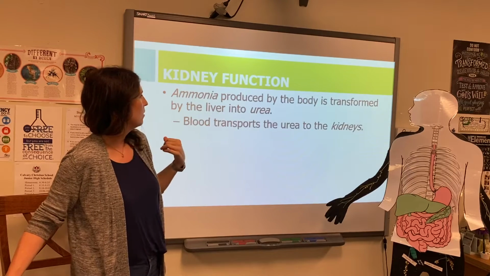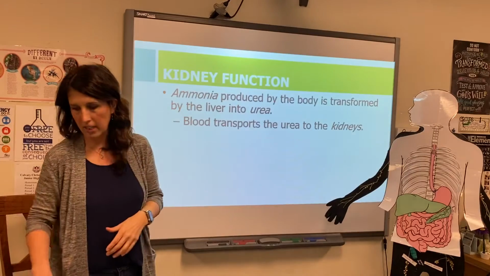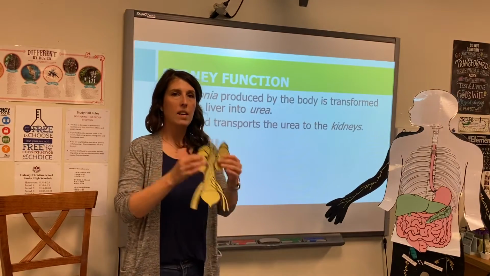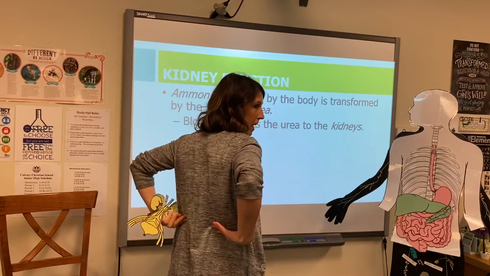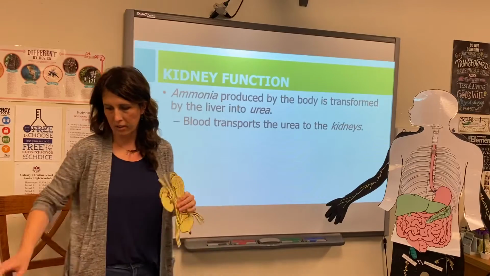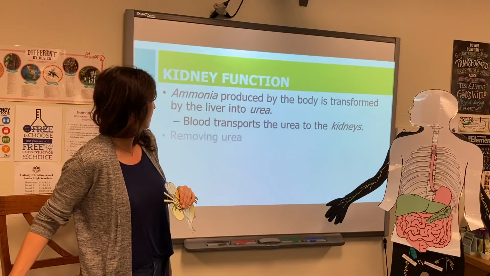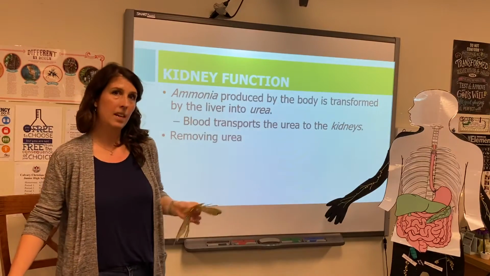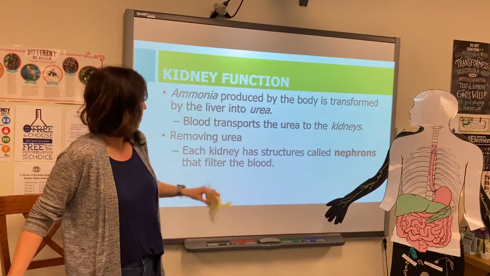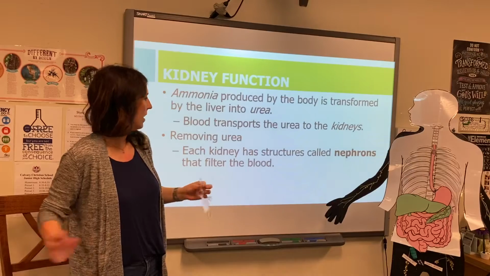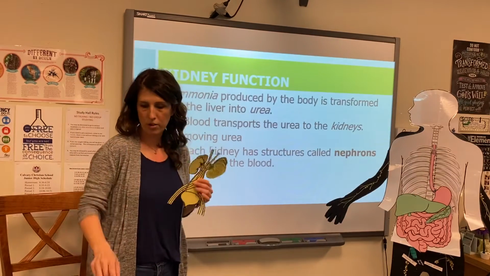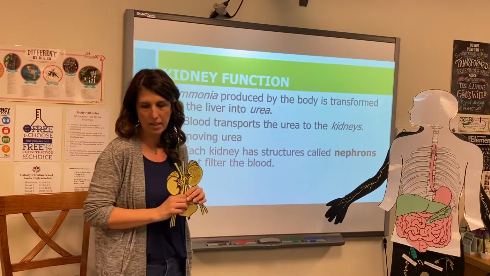Okay, the blood transports the urea to your kidneys. Now your kidneys look a little like this, okay? They're these kidney-shaped beans, and they're actually found towards your back, near your skeleton. So once it gets there, how exactly does it remove the urea, okay? Each kidney has structures on it called nephrons. These are tiny microscopic structures. There's a picture of them on page 299 in your textbook.